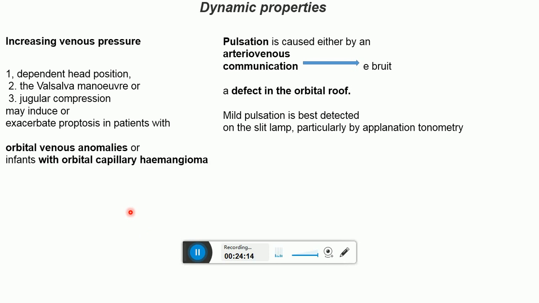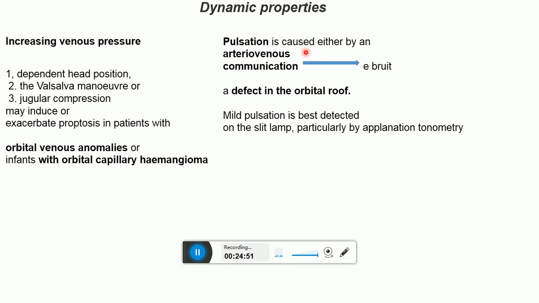Now the dynamic properties. First one, increasing venous pressure. The venous pressure is increased by dependent head position, the Valsalva maneuver, or jugular compression. Jugular compression may induce or exacerbate proptosis in patients with orbital venous anomalies or infants with orbital capillary hemangioma.